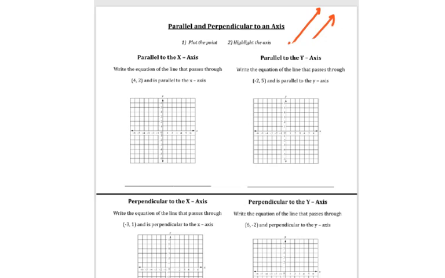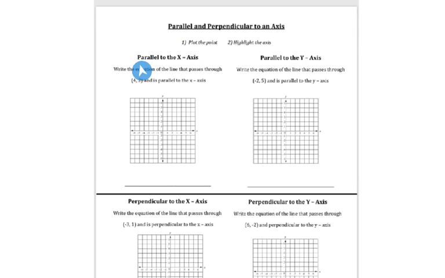So today we're going to continue in that same idea, but it's actually a little bit easier today, because writing the equation is a lot easier than it was when we were writing the equation that was parallel and perpendicular to a line. The first one says parallel to the x-axis. Today we are going to write equations that are parallel and perpendicular to an axis, either the x-axis or the y-axis. Very, very easy.